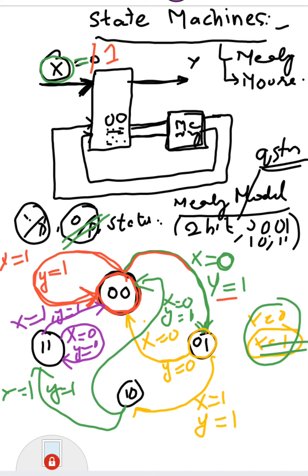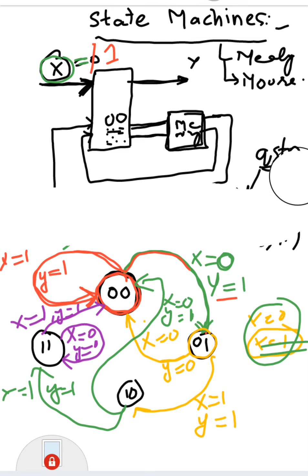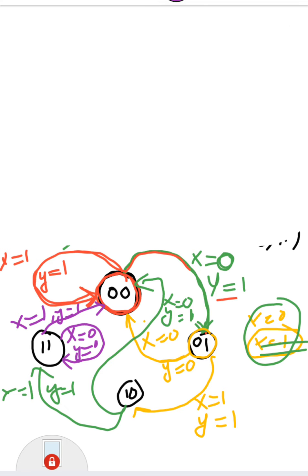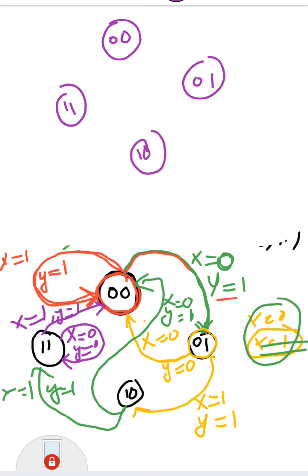How do we represent the states, input and output in a Mealy machine? Okay, so this is a way to represent. Also we can simplify this representation. To simplify this, first again you draw the states 0 0, 0 1, 1 0 and 1 1. Now this is the way to represent in a simplified manner.